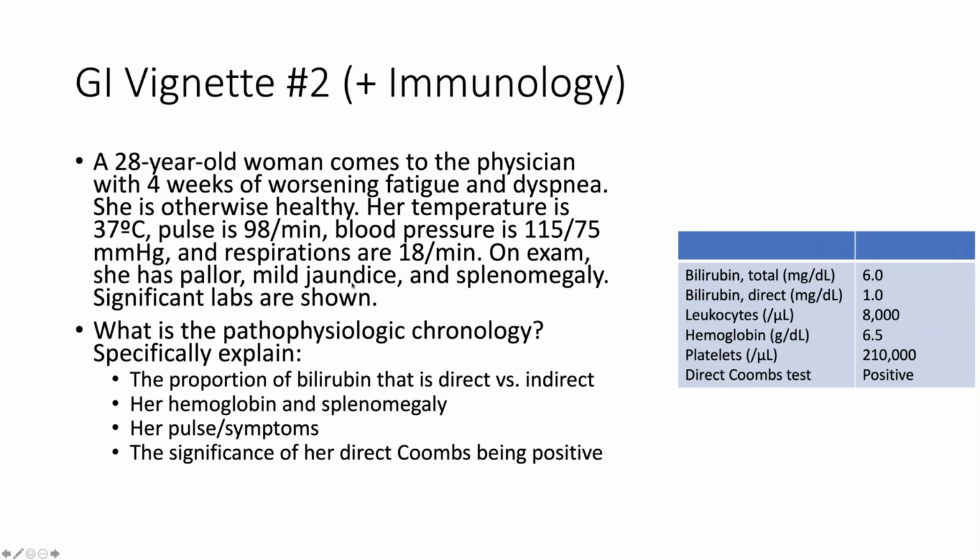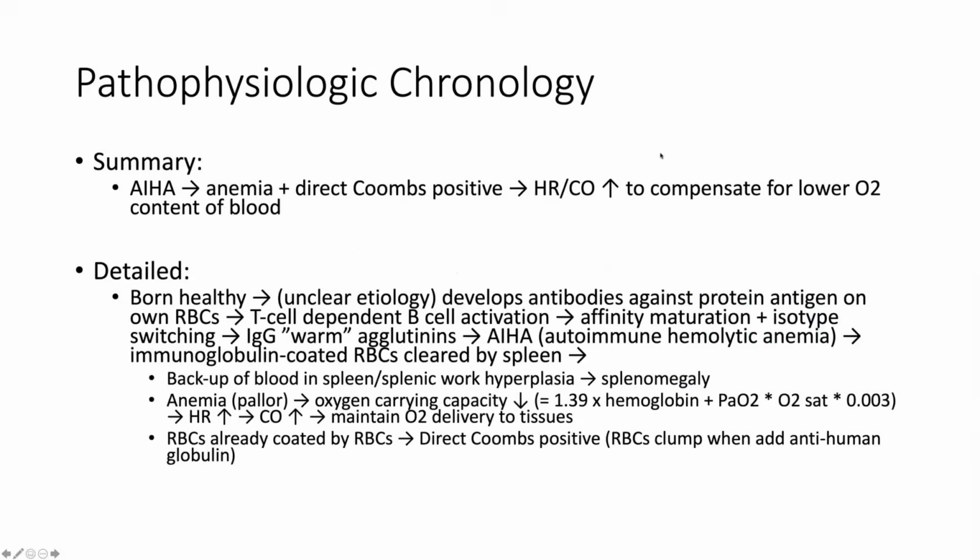What is the pathophysiologic chronology? Specifically explain the proportion of bilirubin that is direct versus indirect, her hemoglobin and splenomegaly, her pulse and her symptoms, and the significance of her direct Coombs being positive. So I'm going to copy and paste this into the Google Doc, and I'll have you write your pathophysiologic chronologies. So I'm going to go through my pathophysiologic chronology.